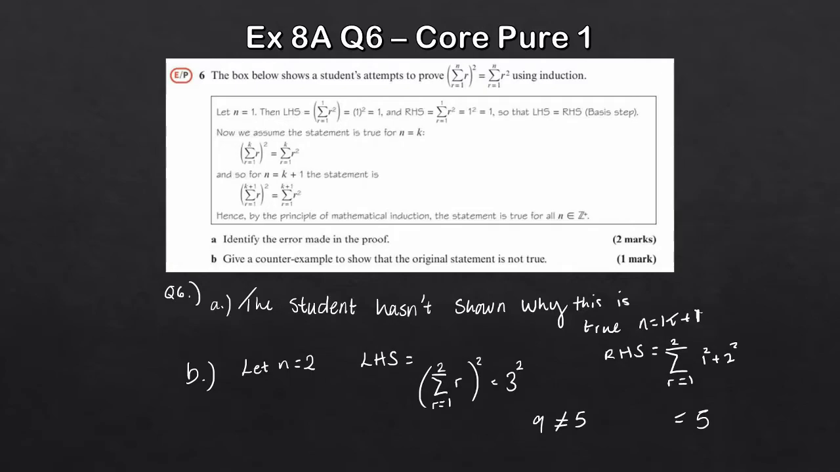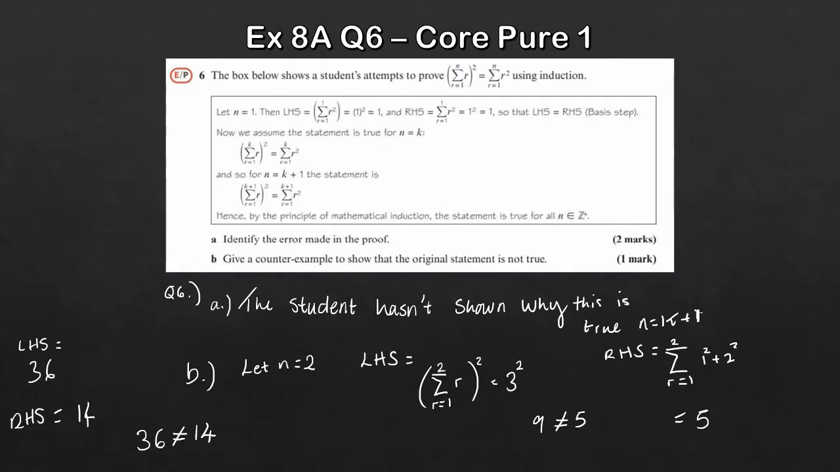If you let n equal 3, there's another example. This would not work either. So your left hand side would be 36. That's 36. The right hand side, that would give you 14, and quite clearly 36 is not equal to 14, right? So like I said, there's a lot of different examples you can give there. Any one example is absolutely fine. So a nice easy question to get us started.